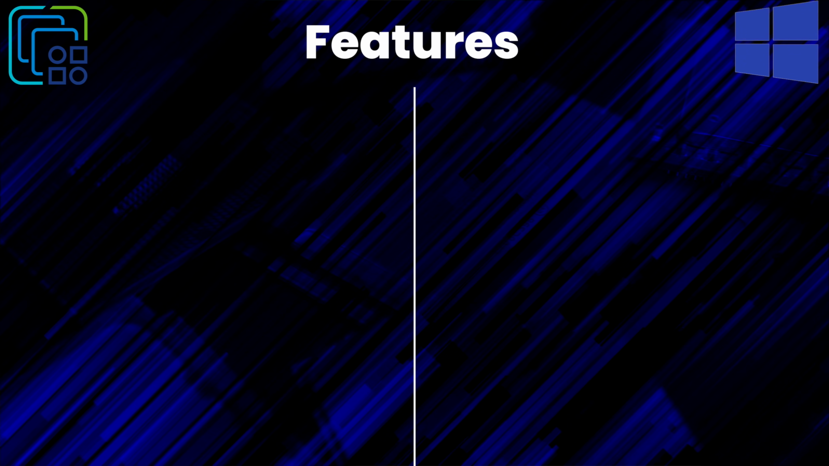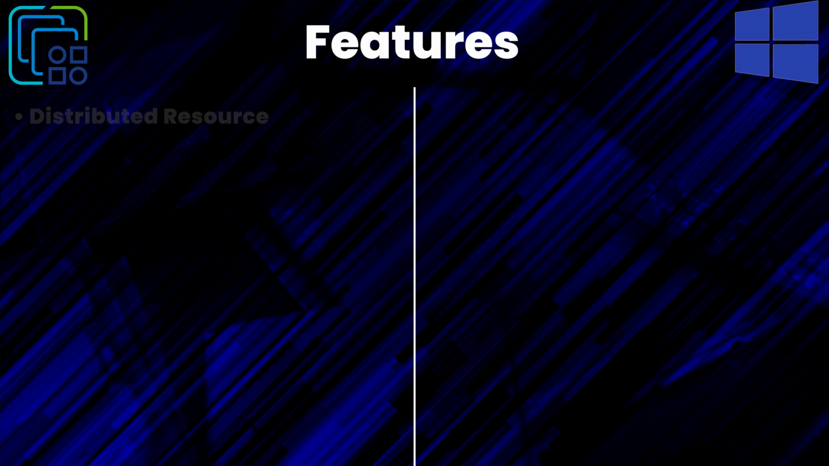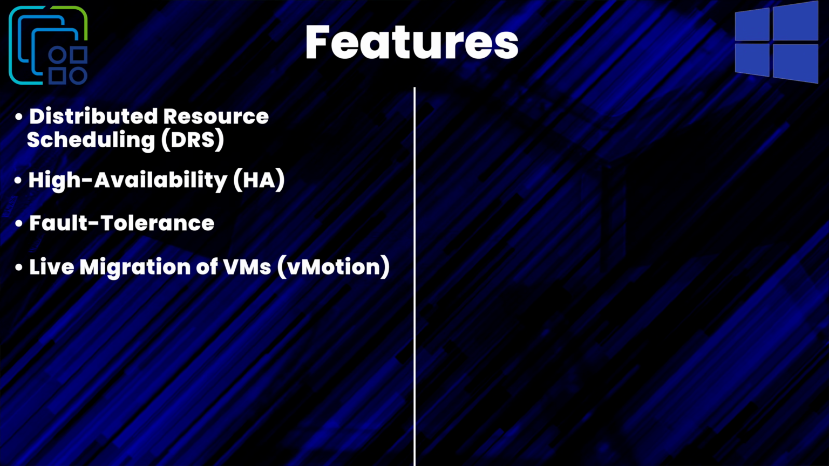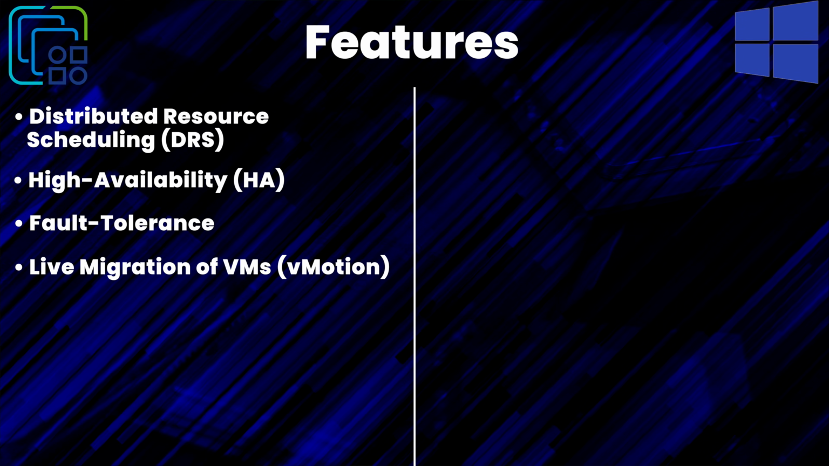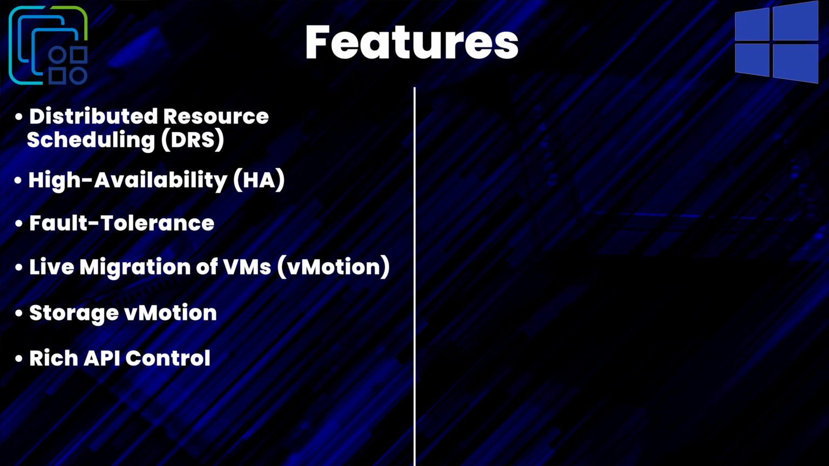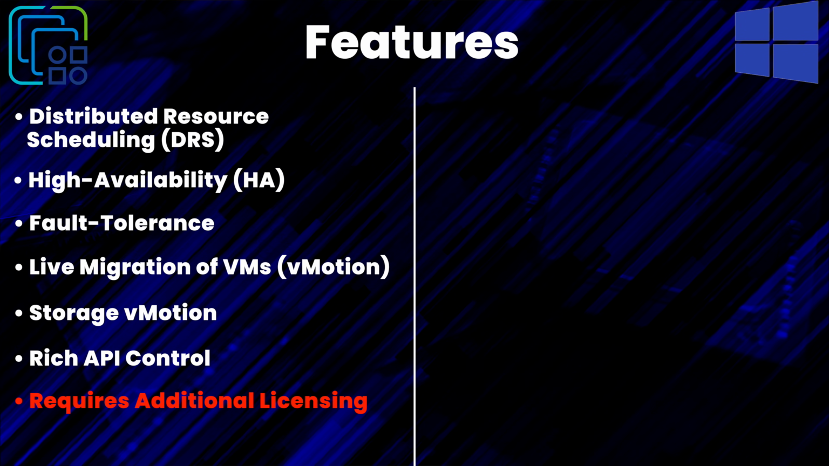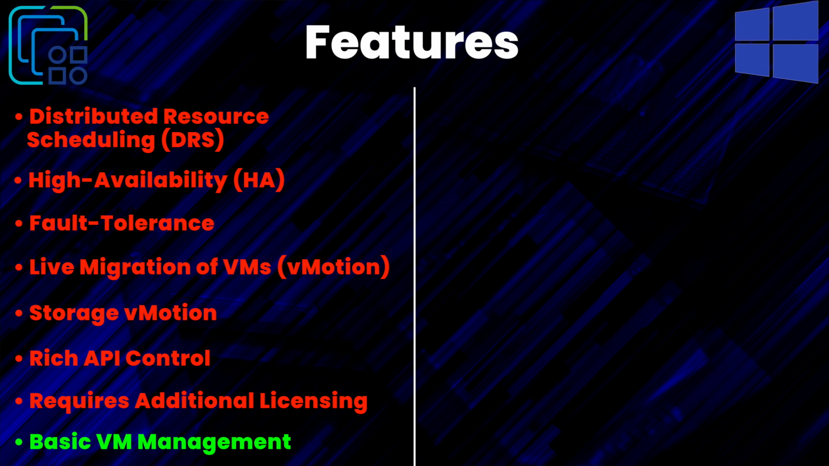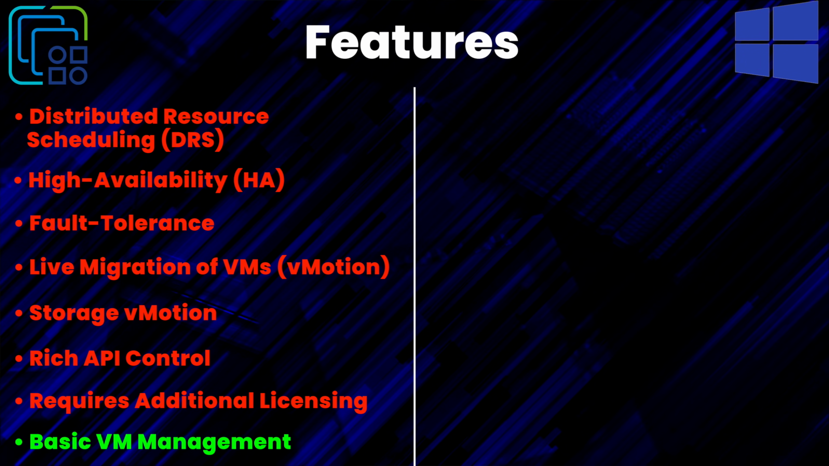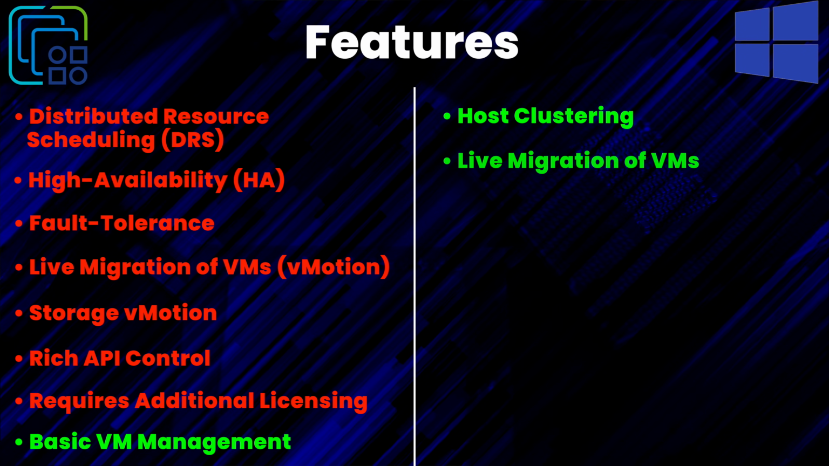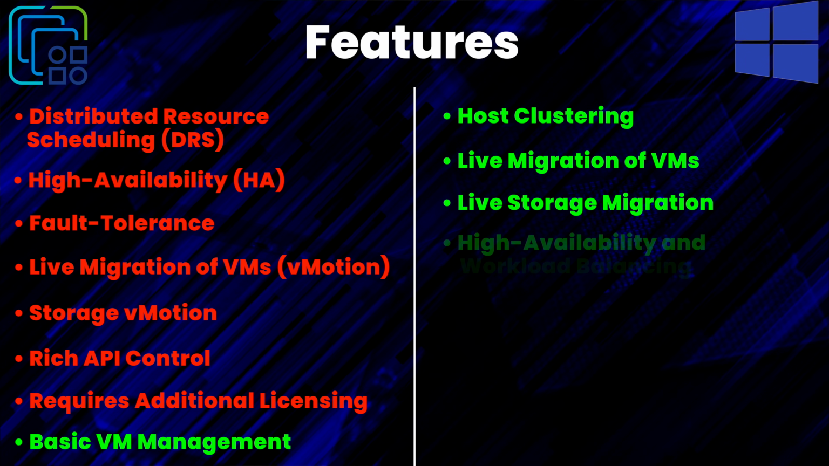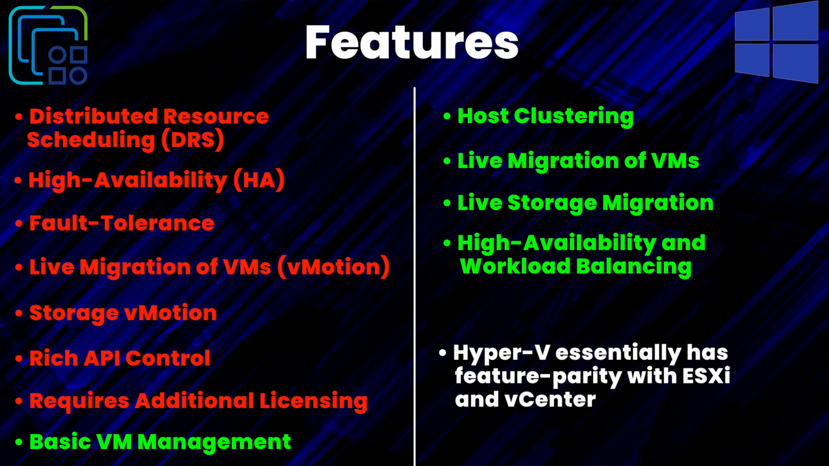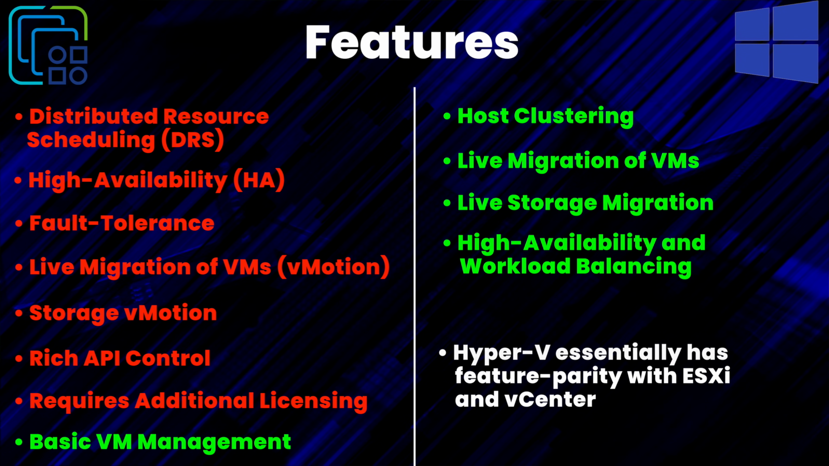ESXi and vCenter offer a wide range of advanced features, including distributed resource scheduling, high availability, fault tolerance, vMotion, which is VMware's term for live migration of VMs, storage vMotion, and API control. However, all of these features require additional licensing to unlock. By default, the best you'll get with ESXi is basic VM management out of the box without vCenter. Hyper-V also supports clustering, live workload migrations, live storage migrations, high availability, and workload balancing based on utilization. For the most part, Hyper-V is nearly feature complete with the licensable features of VMware.